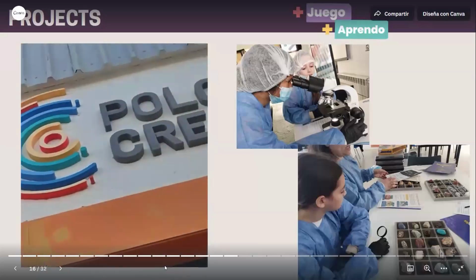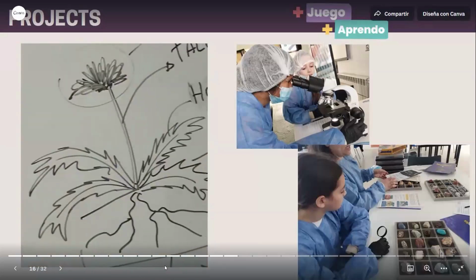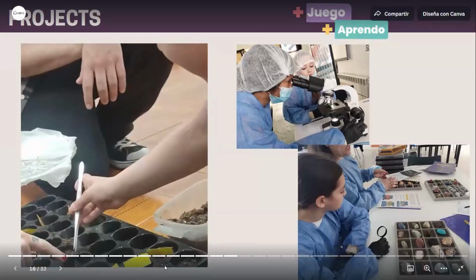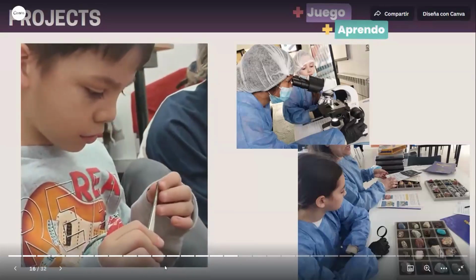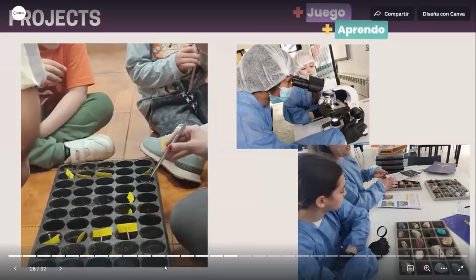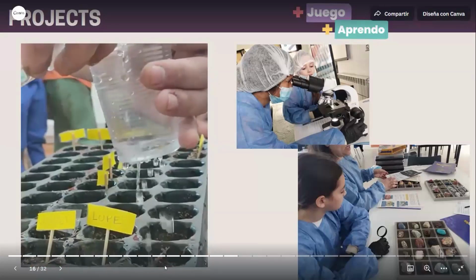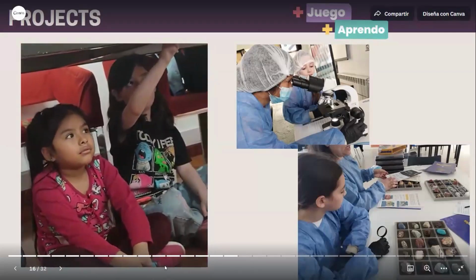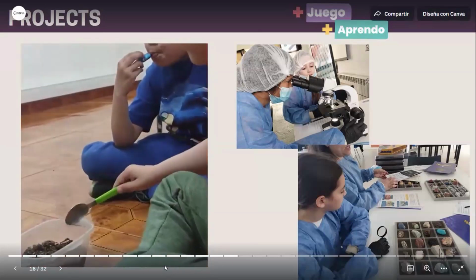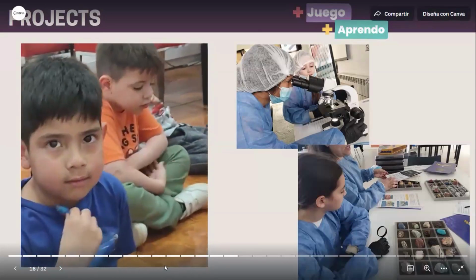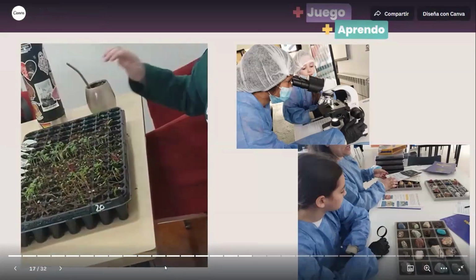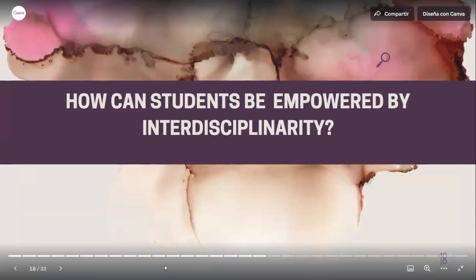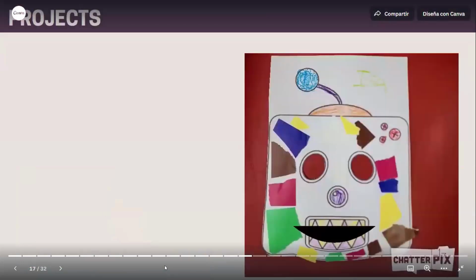Okay. And here there are some other examples from another program that is called Más Juego, Más Aprendo, in which many areas of knowledge come together in order to develop different projects in order to learn by playing. Science, programming, robotics, and English, of course. So here are some pictures that students learn by doing, and they learn about different topics. And here is the chatter pics that I will use about the robots.